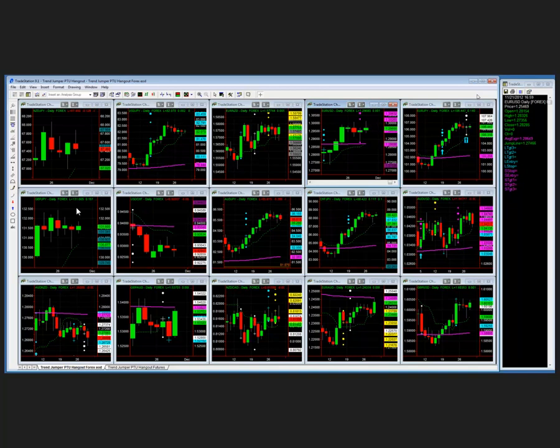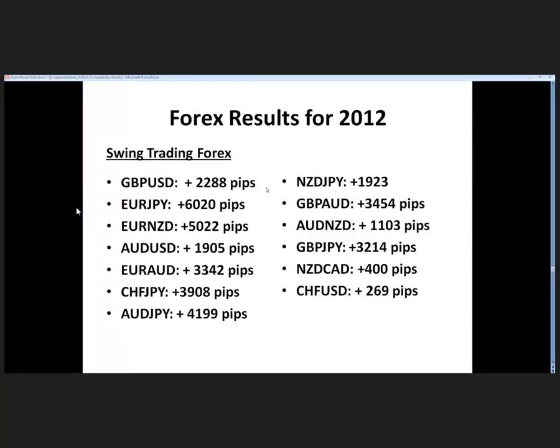And with that, I think I will go to questions. And let me just also pull up the slide. Here's another look at some of these results from 2012. We were just looking at the euro-yen. This is before the last few trades I just showed you. It's done over 6,000 pips just this year.